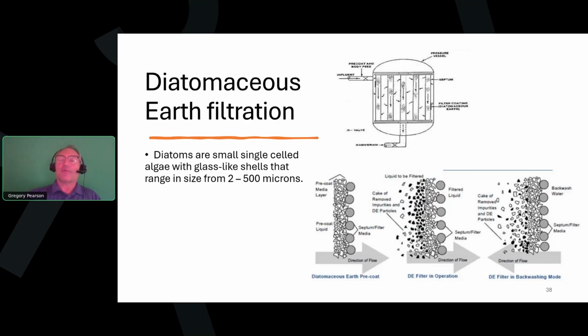and you run that filter until the diatomaceous earth is loaded up with contaminants, and then you backwash it out. You basically just dispose of the media. The diatomaceous earth is composed of small diatoms.